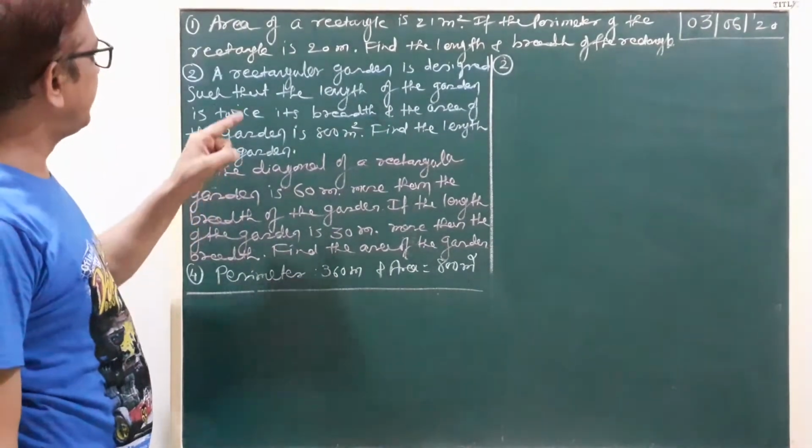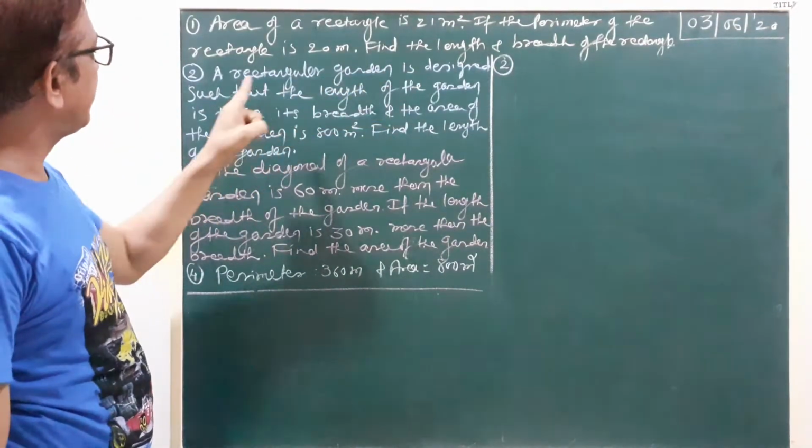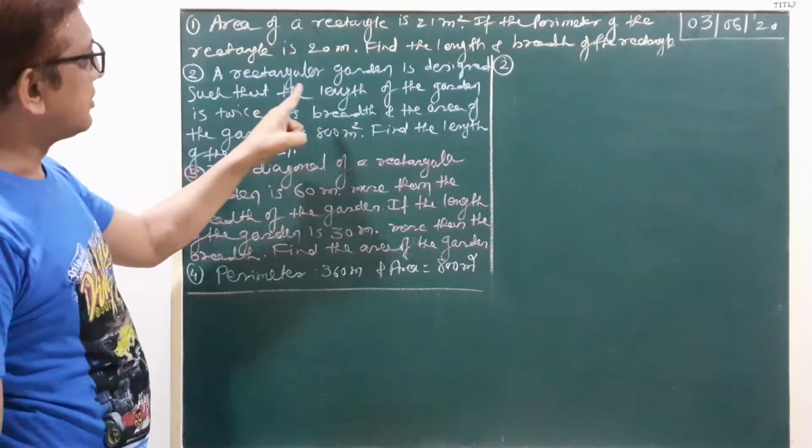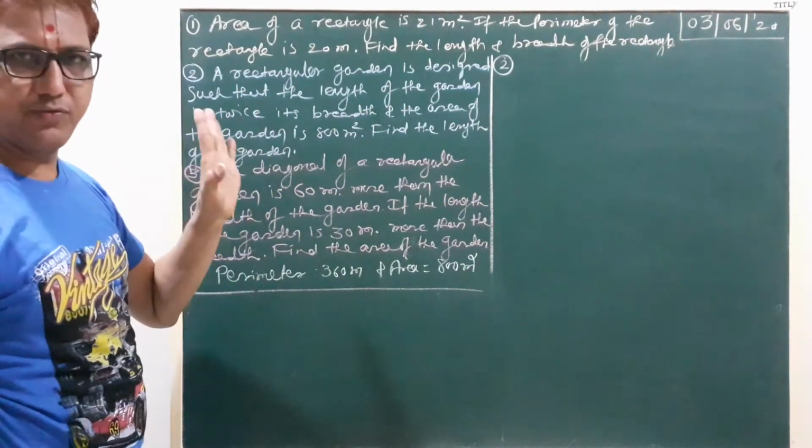Now the second one: a rectangular garden is designed such that the length of the garden is twice its breadth. First we read the question.